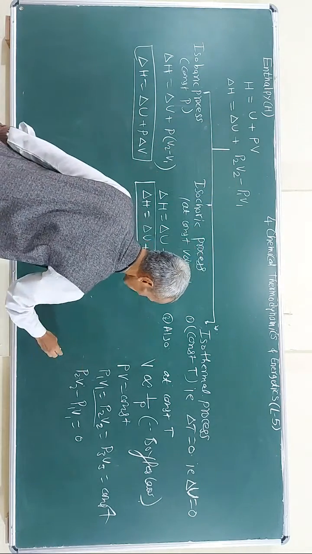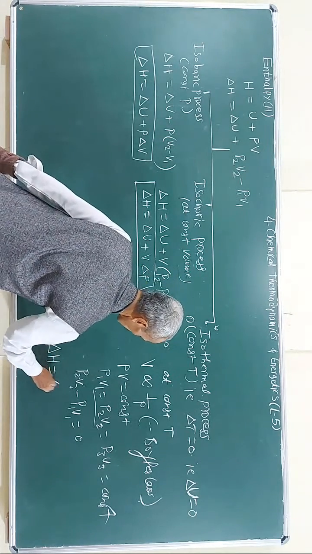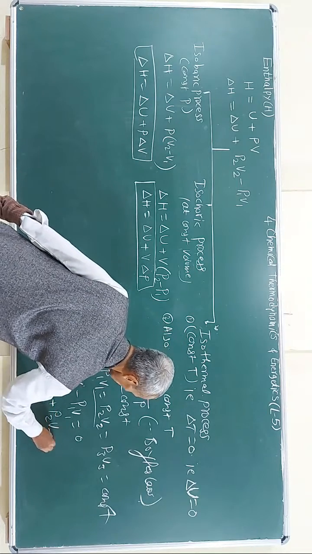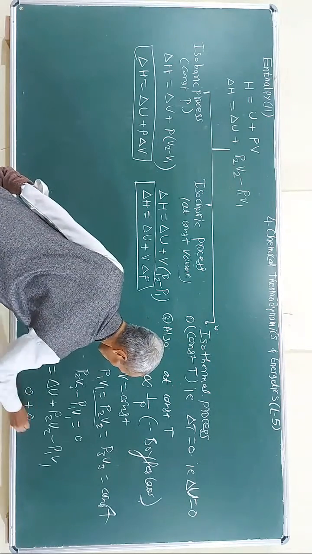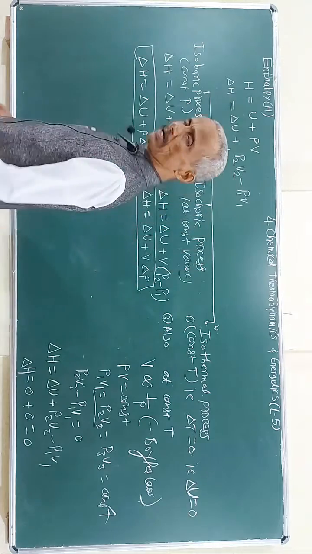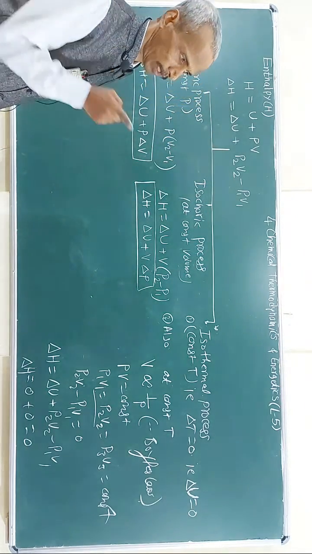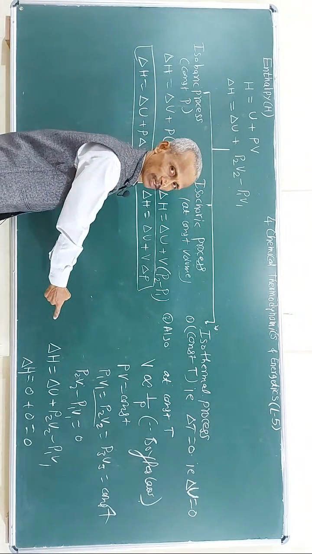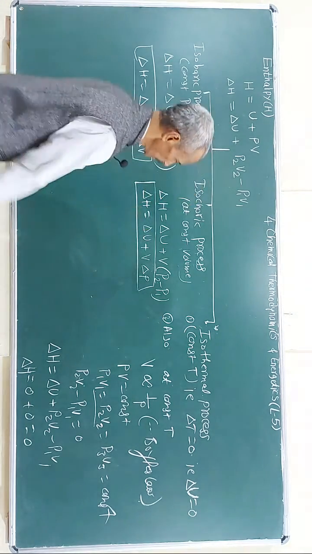So ultimately the delta H is equal to delta U plus P2 V2 minus P1 V1. What is obtained here? This is 0, this is 0. So here the change in enthalpy, the total heat content of the system, in an isothermal process is found to be 0. Okay. So keep in mind this place.